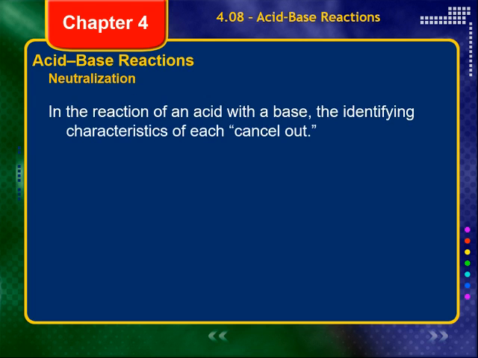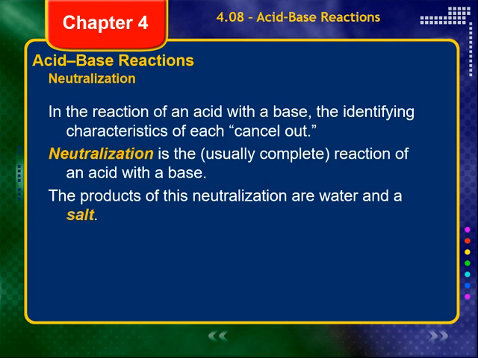So, neutralization, we've already used this term. In the reaction of an acid with a base, the identifying characteristics of each cancel out. You have proton acceptor, you have proton donator. Yes, the proton has been donated and accepted. So neutralization is complete reaction of an acid with a base. The products of this neutralization are water, H2O, in the liquid state, and a salt. Again, that's just another name for an ionic compound, something from the left side of the periodic table and something from the right side of the periodic table.